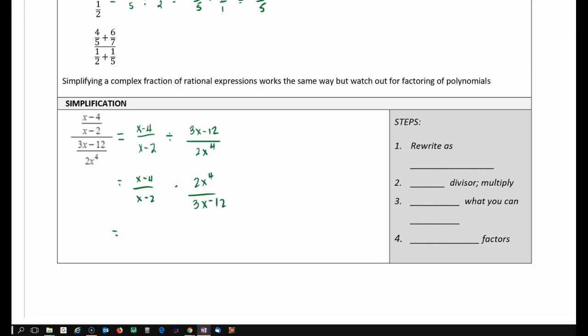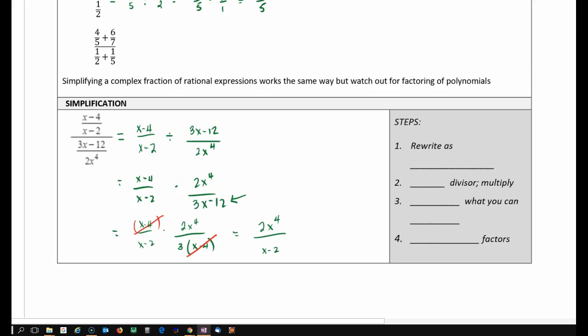Factor what can be factored. So this last denominator will be factorable into 3x minus 4. So note now that you can cancel out the common factors. So it gets simplified to just 2x to the 4 over x minus 2.